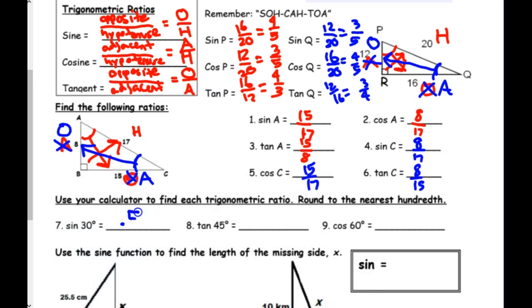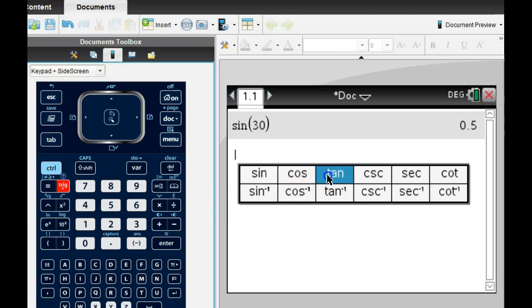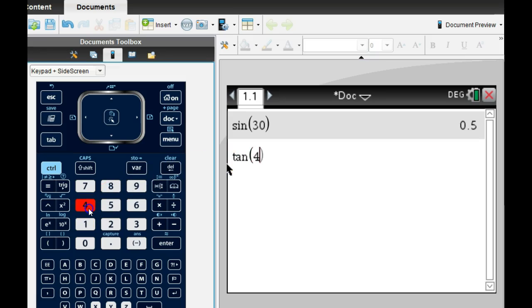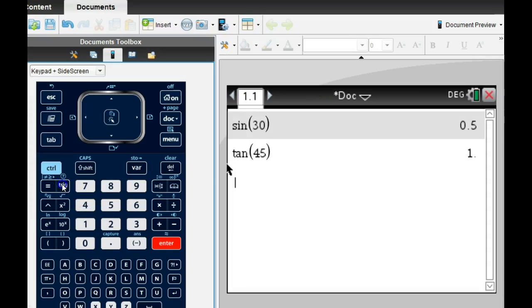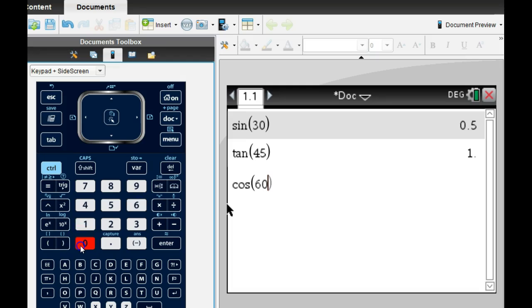All right, tangent of 45 degrees. Let's go to trig, hit tangent, 45, enter, 1. And then cosine of 60: trig, cosine, 60, enter. Bless you. And I got 0.5 again.